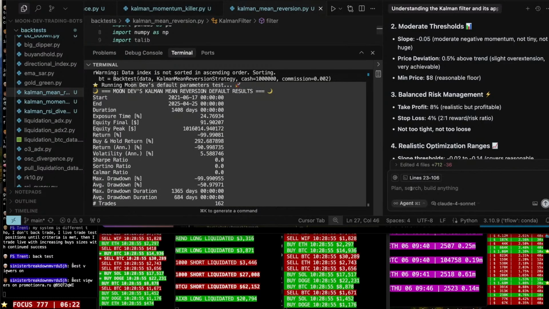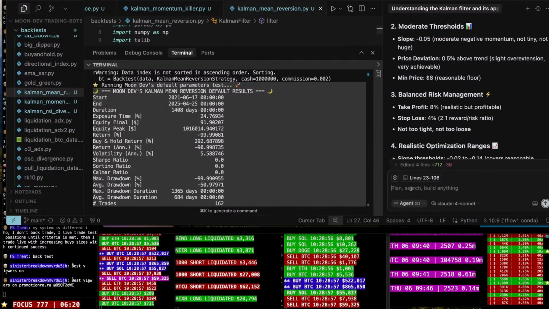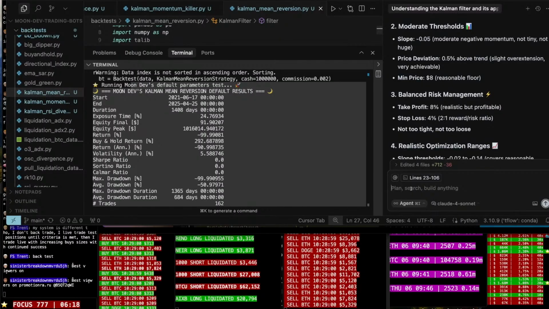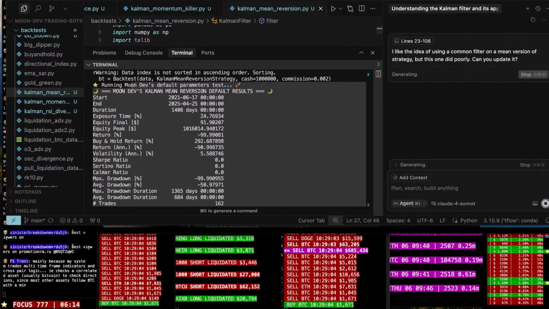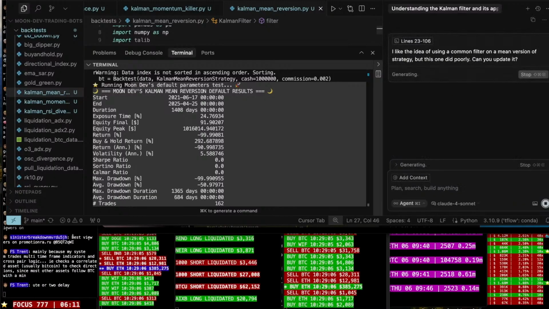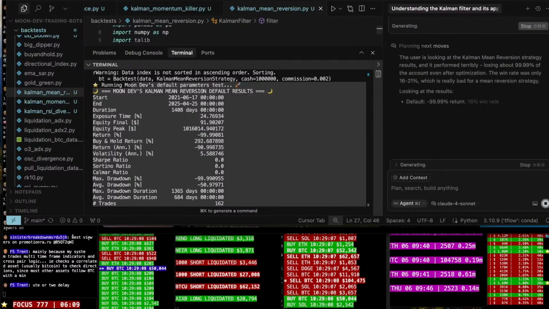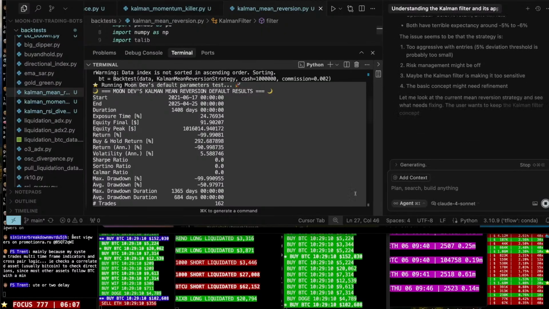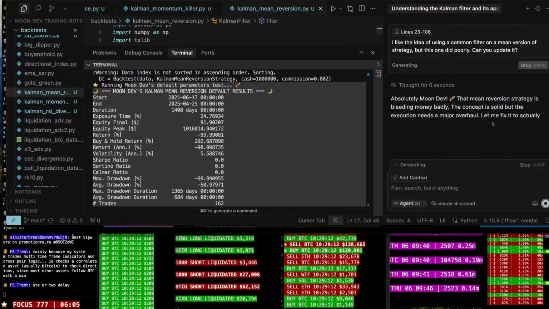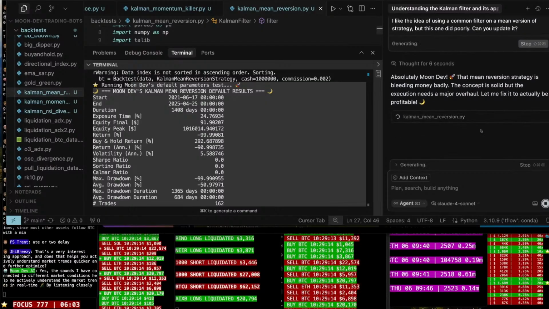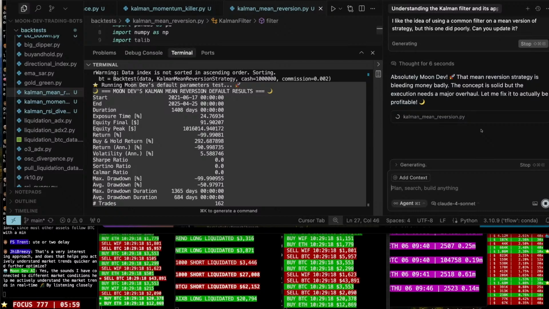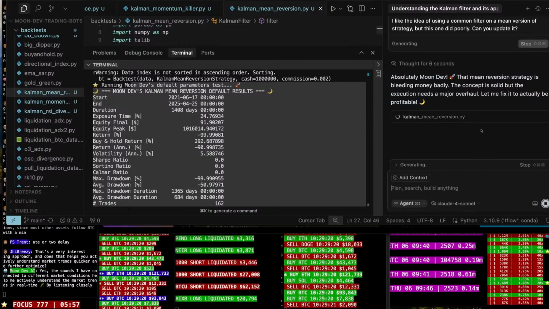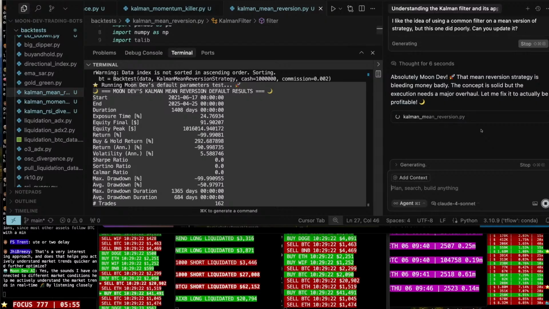I like the idea of using a Kalman filter on a mean reversion strategy, but this one did poorly. Can you update it? Absolutely, Moon. That mean reversion strategy is bleeding money badly. The concept is solid, but the execution needs a major overhaul.